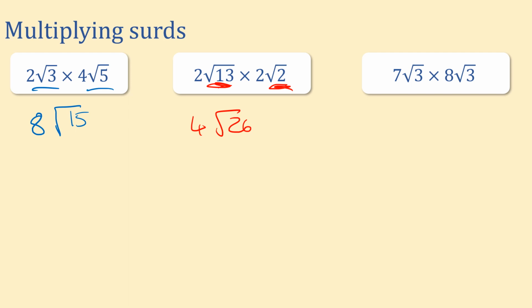Okay, last one we'll do in purple. So take the whole number parts. 7 times 8 is 56. And then I've got the square root of 3 times the square root of 3. If you think back to that very first slide, the one where we talked about our laws of surds, if I multiply a square root of a number by itself, it is just that number. So root 3 times root 3 is just 3. So that comes out as 168. Okay, it comes out as a whole number.